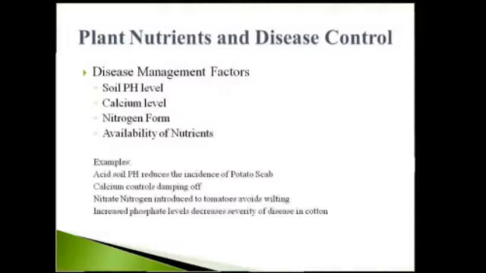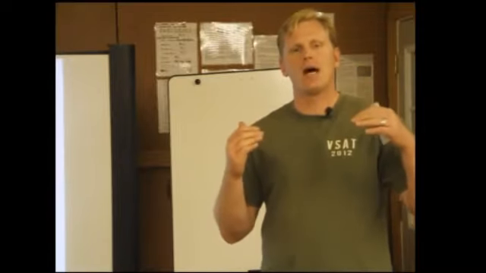Other disease management factors: the pH of the soil, calcium levels, nitrogen and the forms of nitrogen, and available nutrients as a whole. You see a couple examples below. Calcium helps control damping off. Damping off is a disease that you get right at the base of the plant as it comes out of the soil or media that you're growing in. And it's typically caused by too much moisture at that top layer.